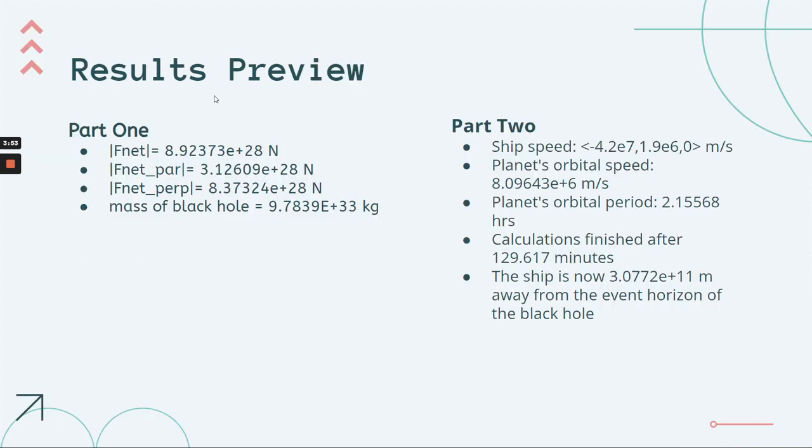So in a brief preview of the results, here we calculated F net parallel and F net perpendicular, and then the mass of the black hole was found to be 9.8 times 10 to the 33 kilograms. And then in part 2, we found that the initial ship speed should be negative 4.2 times 10 to the 7th, 1.9 times 10 to the 6th, and then 0 meters per second. And then we see the planet's orbital speed and the orbital period. And then at the end, we found that the ship was about 3.1 times 10 to the 11th meters away from the black hole.